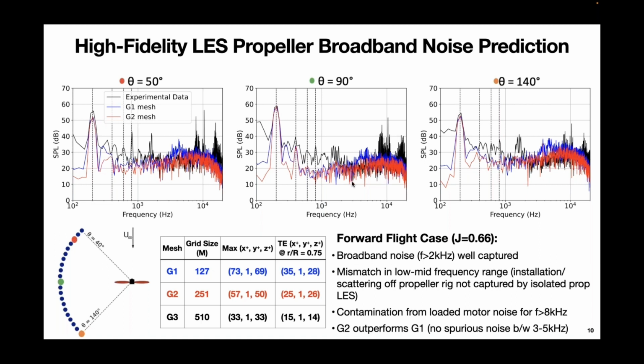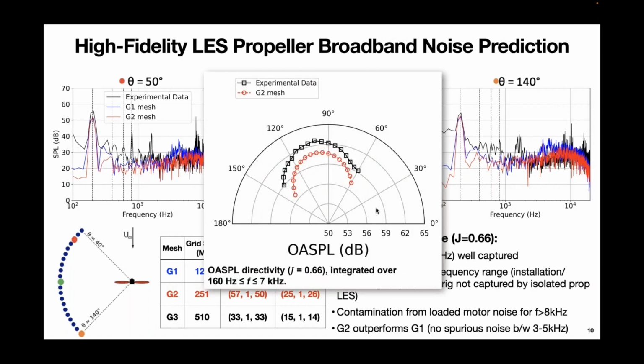G2, the finer grid, is slightly more accurate than G1, and you don't see any spurious noise between the 3 to 5 kilohertz range. Now if you look at the overall sound pressure level, we see that the deviation from the experiment is a maximum of 2 dB across all the microphones.